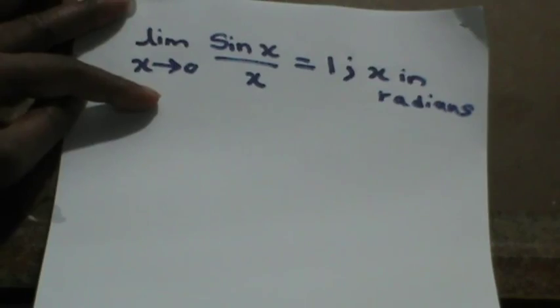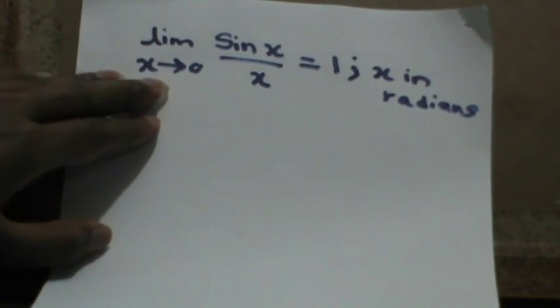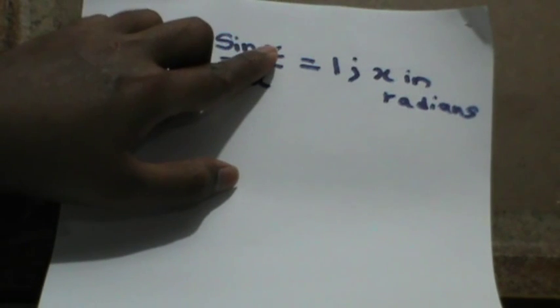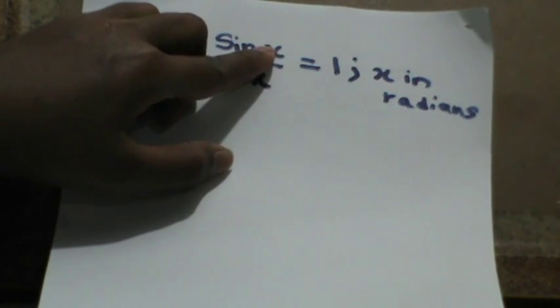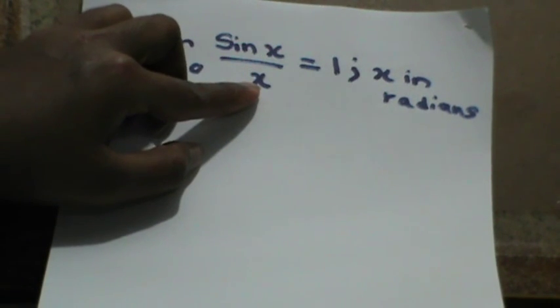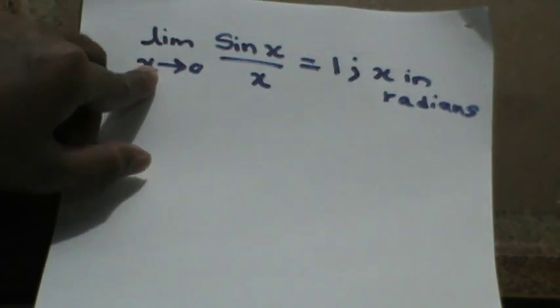What's special in this equation, which I mentioned in one of the previous videos as well, is that the angle inside the sine function in the numerator should be the same angle in the denominator. This is also in radians. And this angle should go to 0.